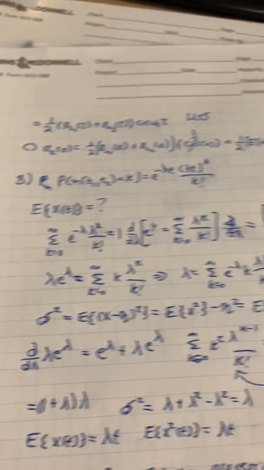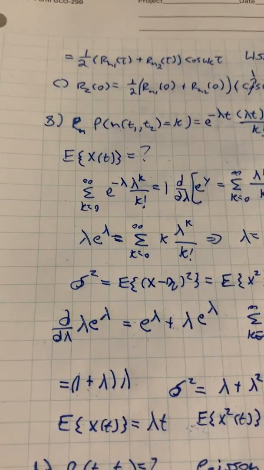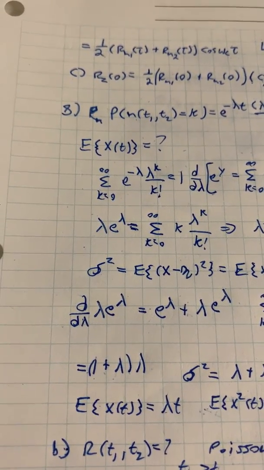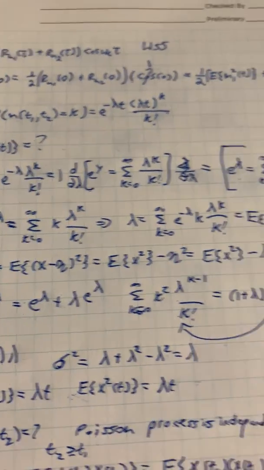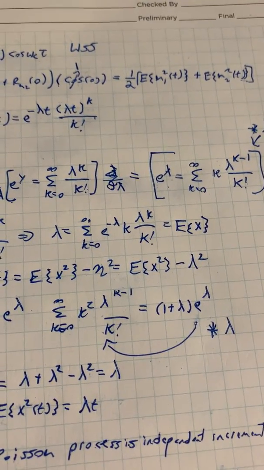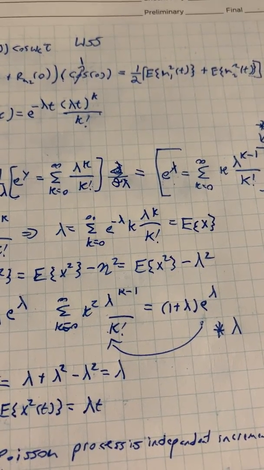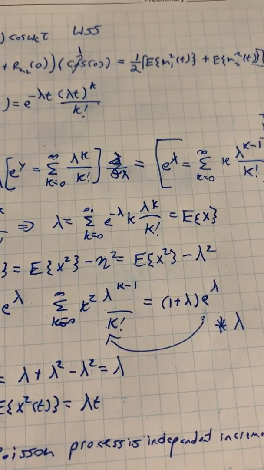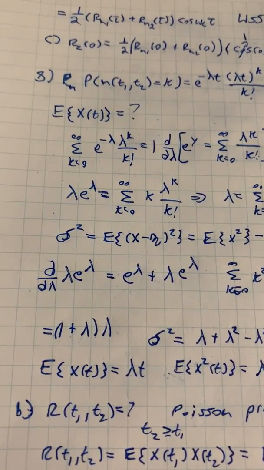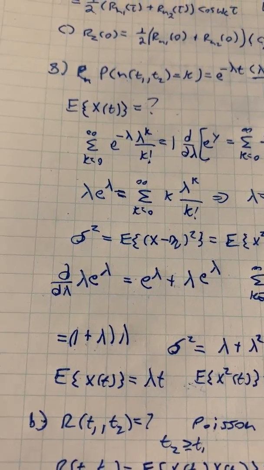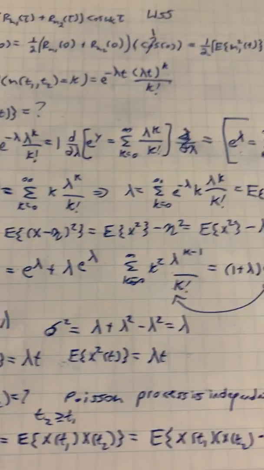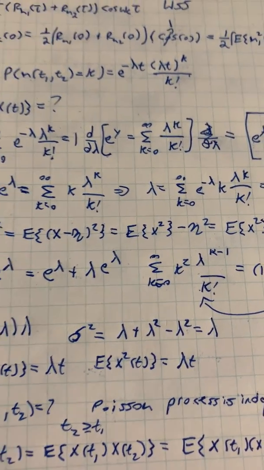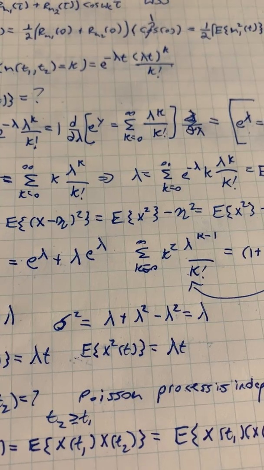So now we need to figure out what the expected value of x squared is, and similarly, since we did this previously in prior chapters, we take the derivative with respect to lambda of lambda e to the lambda, and we get this. And after that, we can look at this, and again, we're going to get rid of the k minus 1 by multiplying everything by lambda, and what we are left with is this: 1 plus lambda times lambda. So you get the variance, and we see that it actually results in lambda being the variance as well.